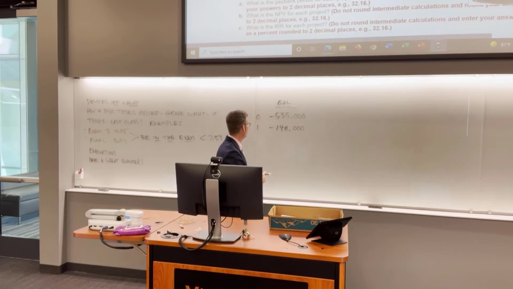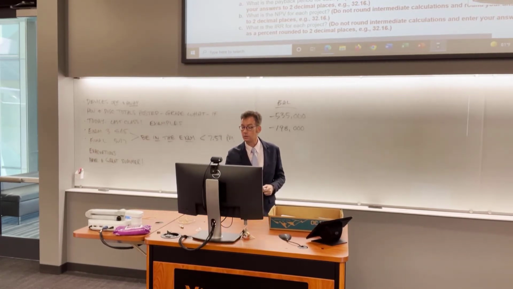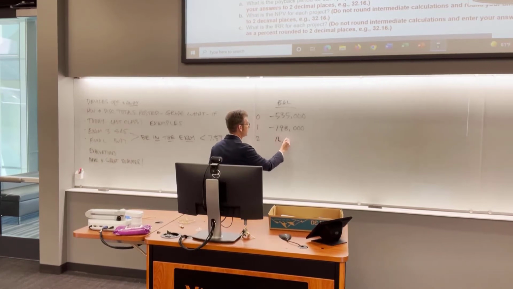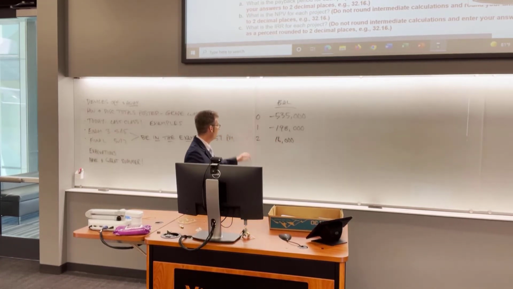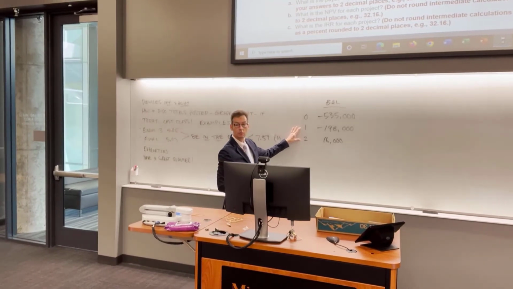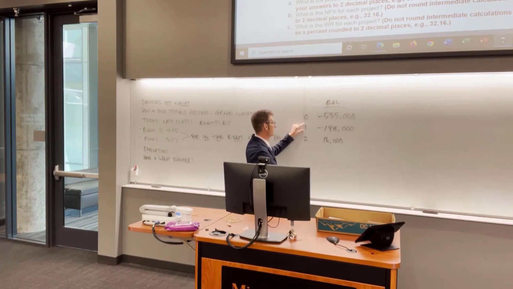Now, in year 2, we get 214,000. And so what is the balance at the end of year 2? Plus 214,000 equals. We've got 16,000. Have we broken even yet? Yes. Okay, now we know we broke even somewhere between year 1 and year 2. We're going to take the number of the last year that has a negative balance. We're going to write that year down. And in this case, it's year 1.